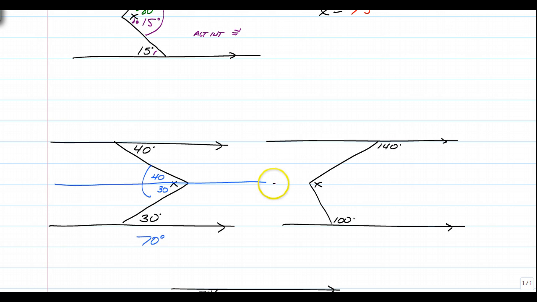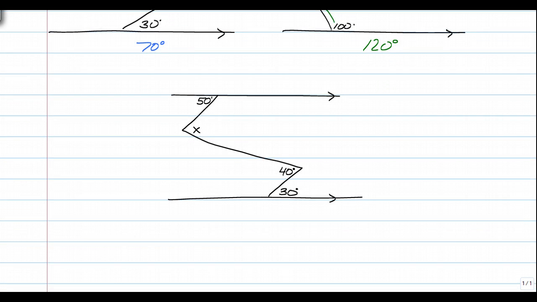For this guy, if you would have thought about this, these are on the same side of the transversal. Same side interior are supplementary, so that guy would be 40. These guys are also on the same side, which means they're also supplementary, so this is going to be 80. So x in this problem is a 120 degree angle. Okay? So that's about it, all it is to it.